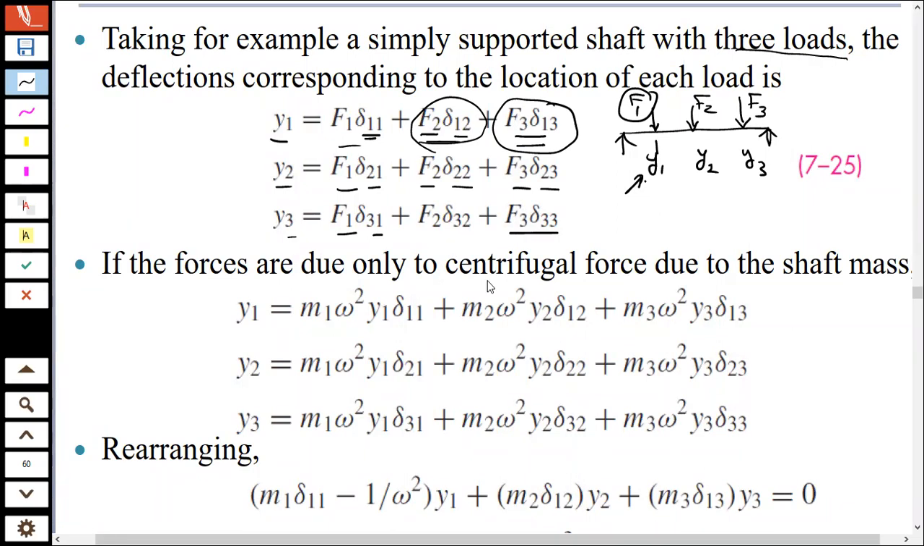If the forces are due only to the centrifugal force because the shaft is rotating due to the shaft mass, then we can write the force, which will be equal to m1 omega square times y1, which is the deflection. So we will go ahead and write that. So m1 omega 1 square y1 delta 11, m2 omega 2 square y2 delta 12, and so on. So we will write those three equations in this form.